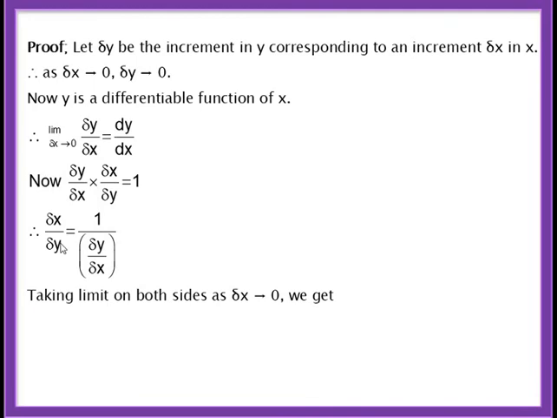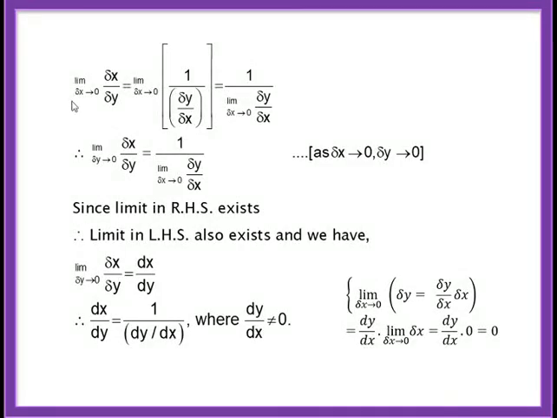So delta x upon delta y equals 1 upon delta y by delta x, provided this is not equal to 0. Taking the limit on both sides as delta x tends to 0, we get the limit as delta x tends to 0 of delta x upon delta y equal to this. Now the limit of a quotient is the limit of the numerator, 1, upon the limit of the denominator. Now observe the change. Initially it was delta x, but now I have written delta y. The reason is, as delta x tends to 0, delta y tends to 0.